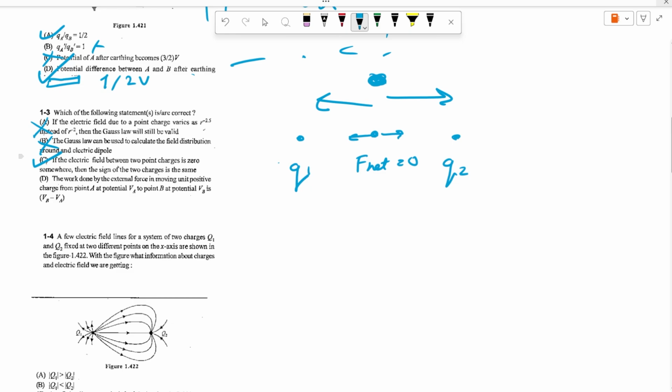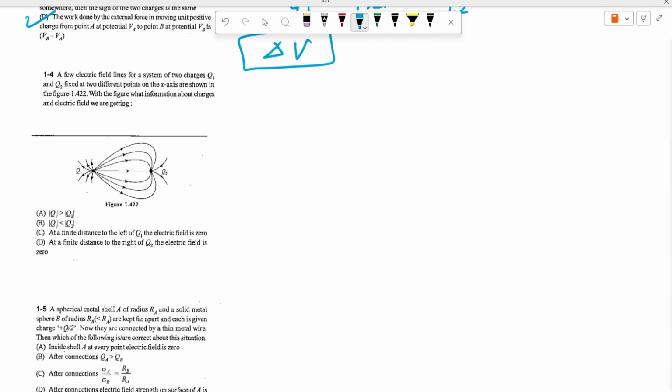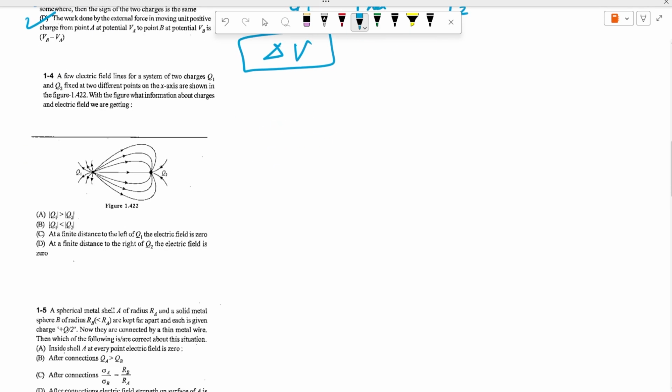The work done by external force in moving a unit positive charge from point A potentially to, okay, yes, this is correct. This is just the definition of work done and potential difference, essentially. Potential difference is the work done in moving a net positive charge from one place to another. So yes, that's it. Now let's move on to the fourth question.